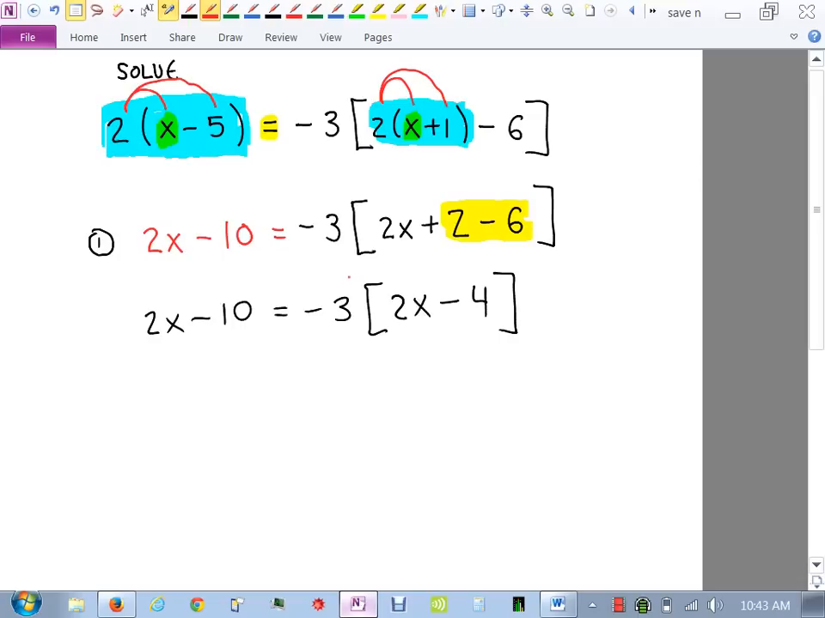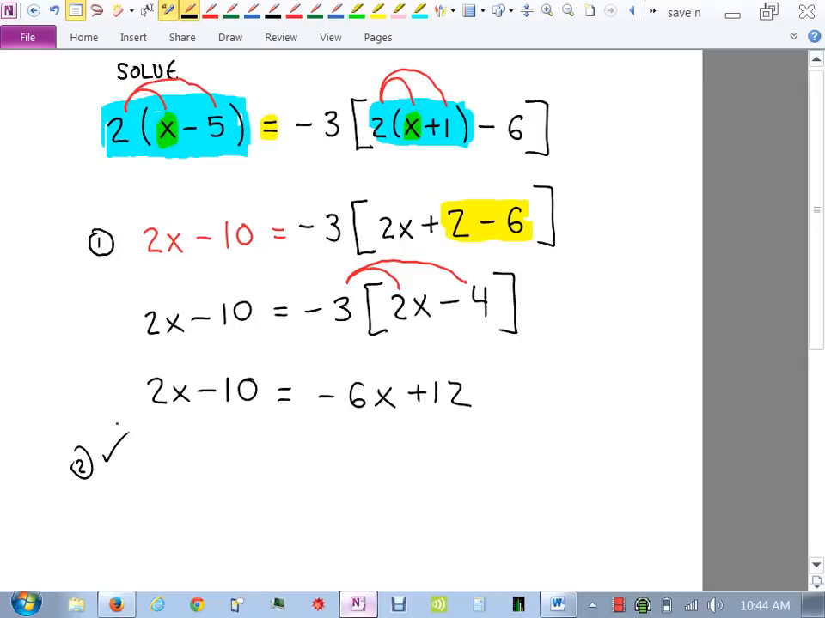Okay, now distribute the -3 through here. Negative 3 times 2x is what? Negative 6x. And then what's negative 3 times negative 4? Positive 12. And on the left side, 2x minus 10. And now we've removed grouping symbols. So next step would be clear fractions, right? We don't have any. What's the next step?